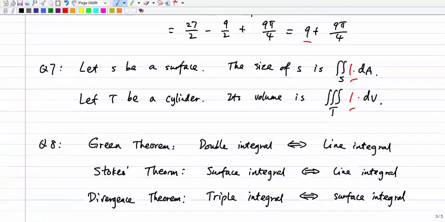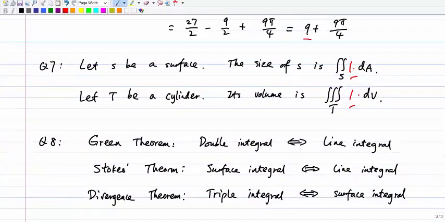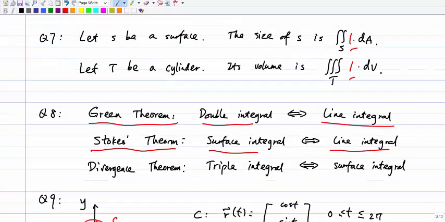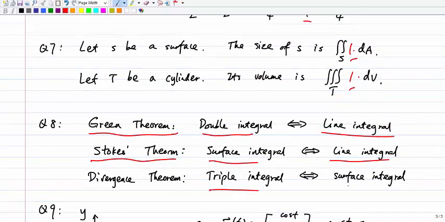Question number 8. It says just talk about the relationship of the 3 theorems I mentioned previously, between the sum of the integrals for every theorem. So Green's theorem is concerned with the relationship between the double integral and the line integral, which means you can write a double integral as a line integral or a line integral as a double integral by using Green's theorem. The Stokes theorem says I can write a surface integral as a line integral or vice versa. The divergence theorem says I can write a triple integral as a surface integral or vice versa.